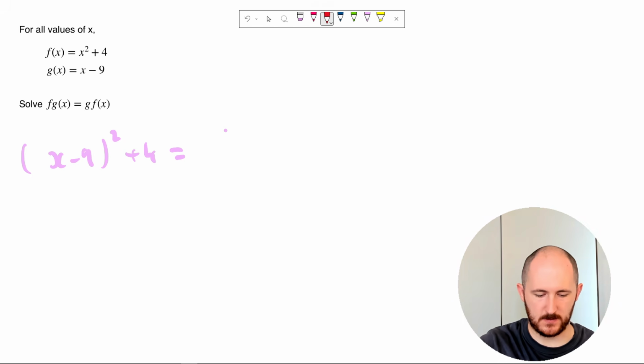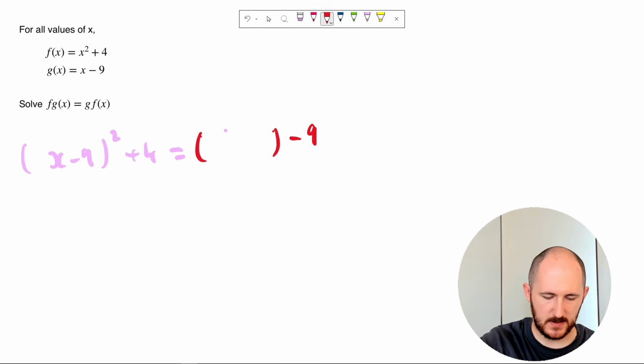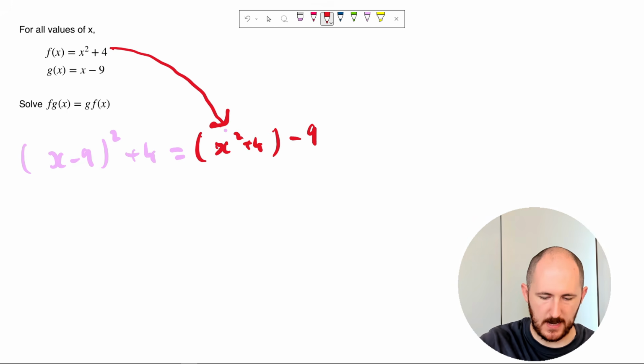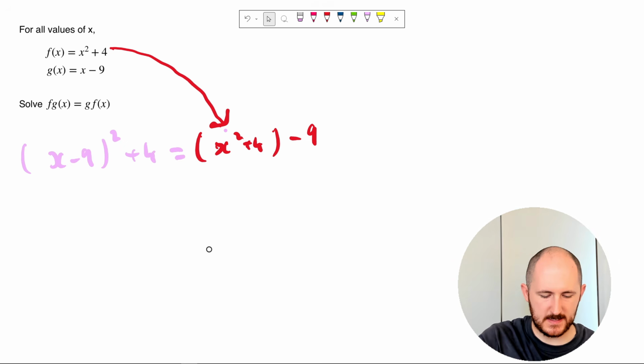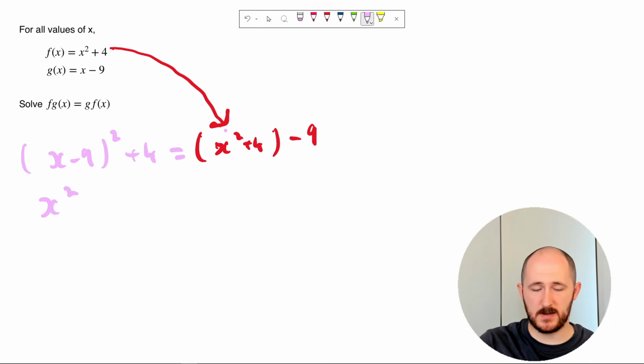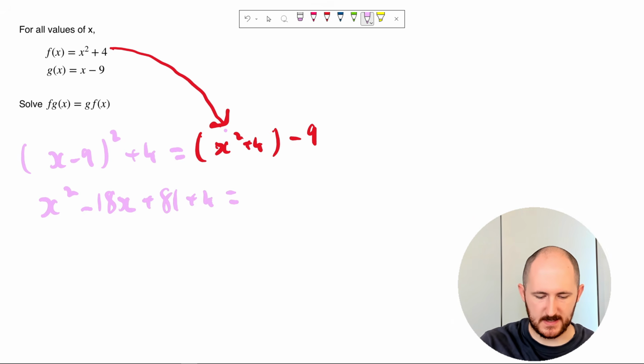So g f of x, I'm going to write out g, but instead of an x, I'm just going to put a bracket. So that's just going to be x, and then minus 9. And again, we're going to take all of f and shove it into there. Now it's just a case of expanding, simplifying, and then it's a quadratic, right? So it should be nice and easy. Expanding this, so we have x squared. We're going to have minus 9x, so that's going to be minus 18x. Minus 9 times minus 9 is 81, plus 4. On this side, it's even easier. It's just x squared. Then 4 minus 9, which is minus 5.